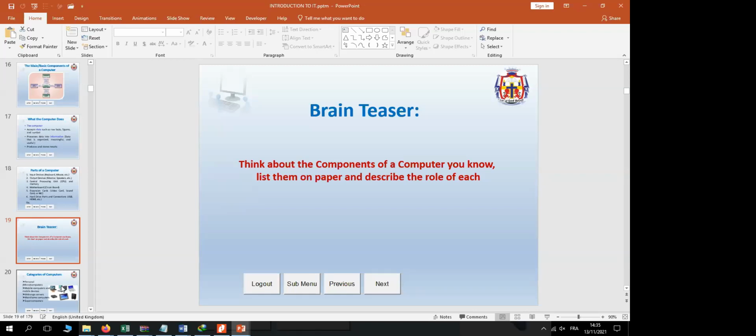I'm talking about the input system. Sorry? The input system is responsible for putting it into the computer. Okay, that's according to Benjamin.